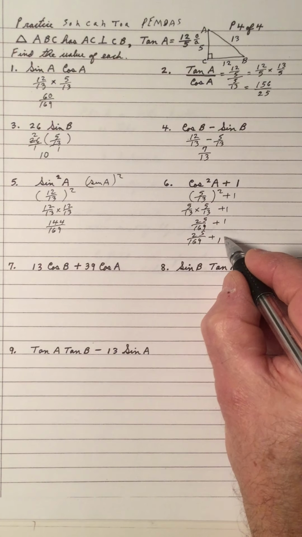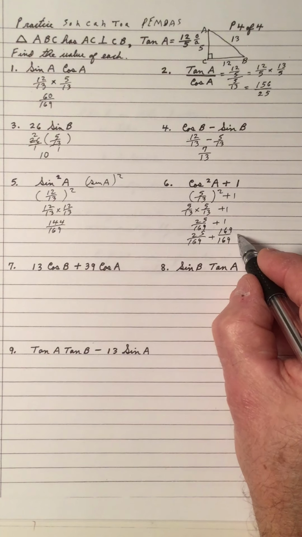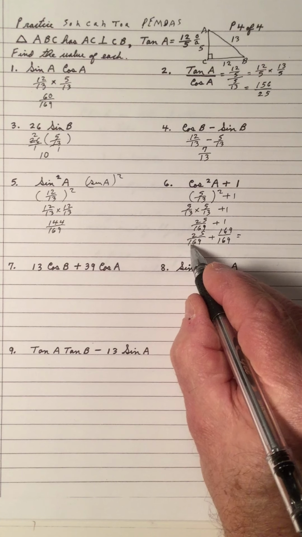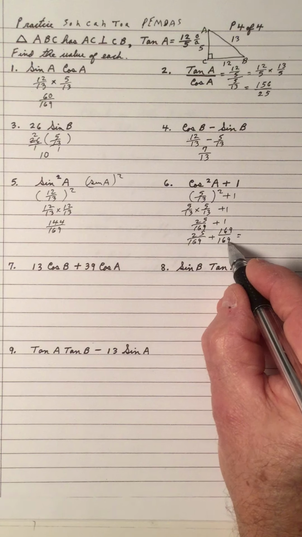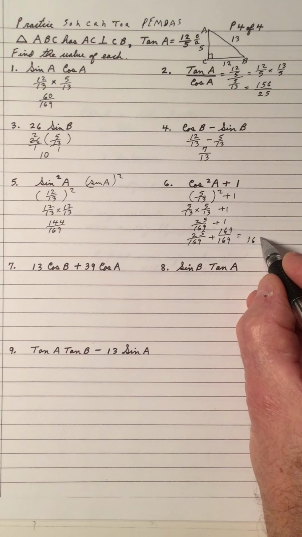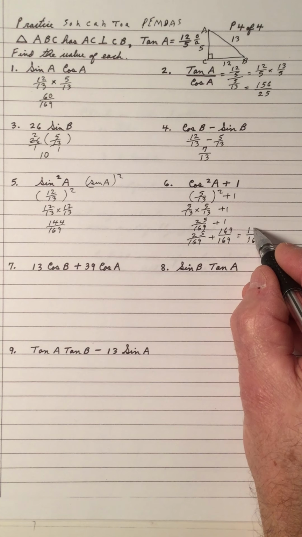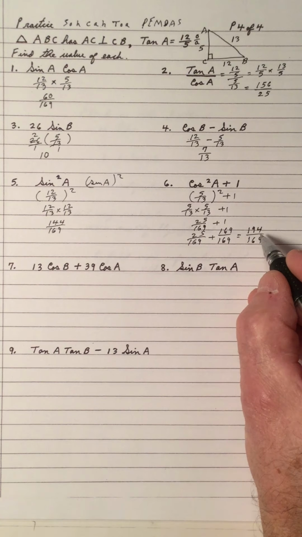1 is the same as 169 over 169 because you have a denominator of 169 here. So this has to be a 169. So that gives me a common denominator of 169. Add those up and I get 194.